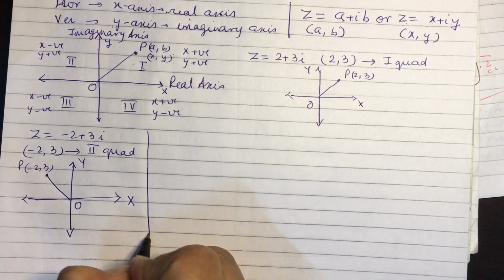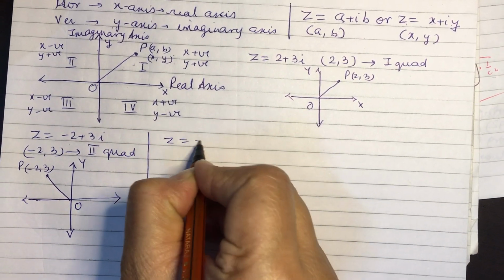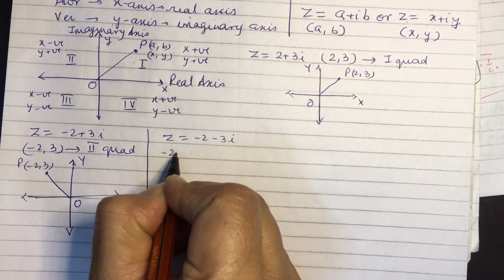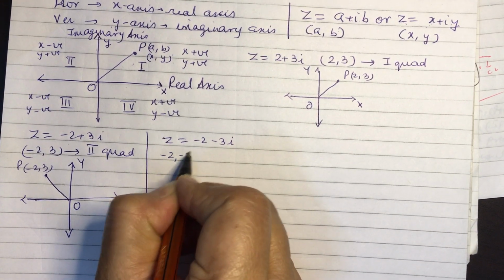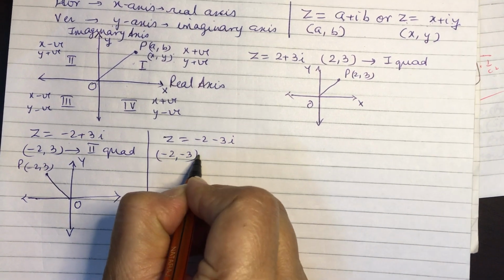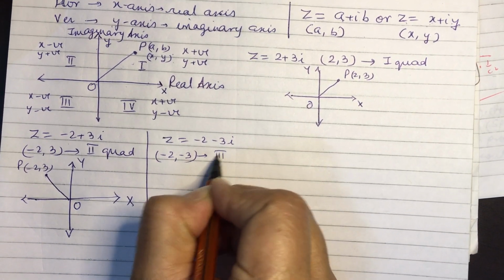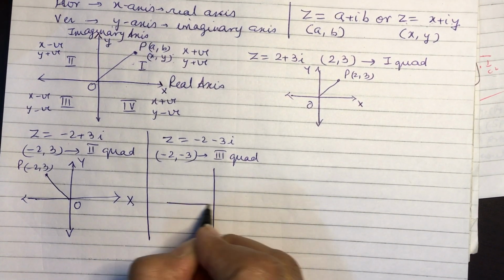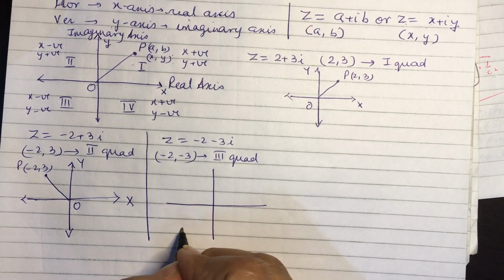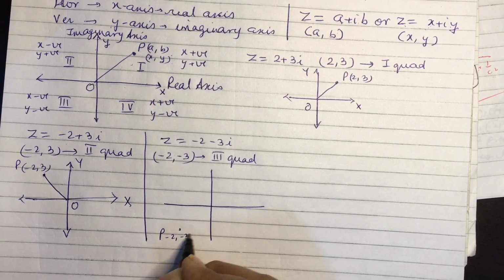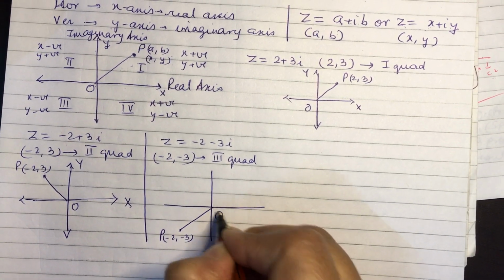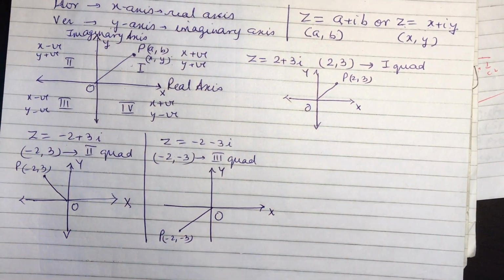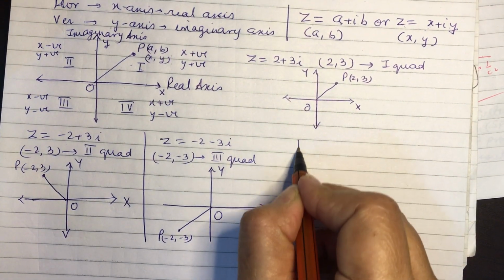Now, in case we have z equal to minus 2 minus 3i, the ordered pair corresponding to this would be minus 2 comma minus 3. This will lie in the third quadrant, and so the Argand diagram would be something like, the point lies here, which is minus 2 comma minus 3. You join it to the origin. This is x axis, this is y axis, and so this is the corresponding Argand diagram.